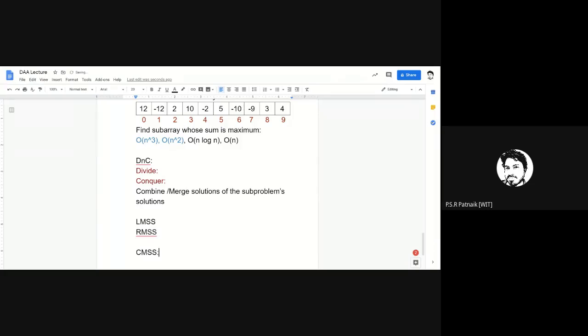To calculate CMSS, we have a small approach for that. So let us think how we calculate. If you want to find the maximum subarray of all three, just compare these three. Whichever is maximum gives me the maximum sum subarray for that part of the array when you merge the solution. So now the question arises, how do I calculate the center part maximum sum subarray? For that we do the following procedure.